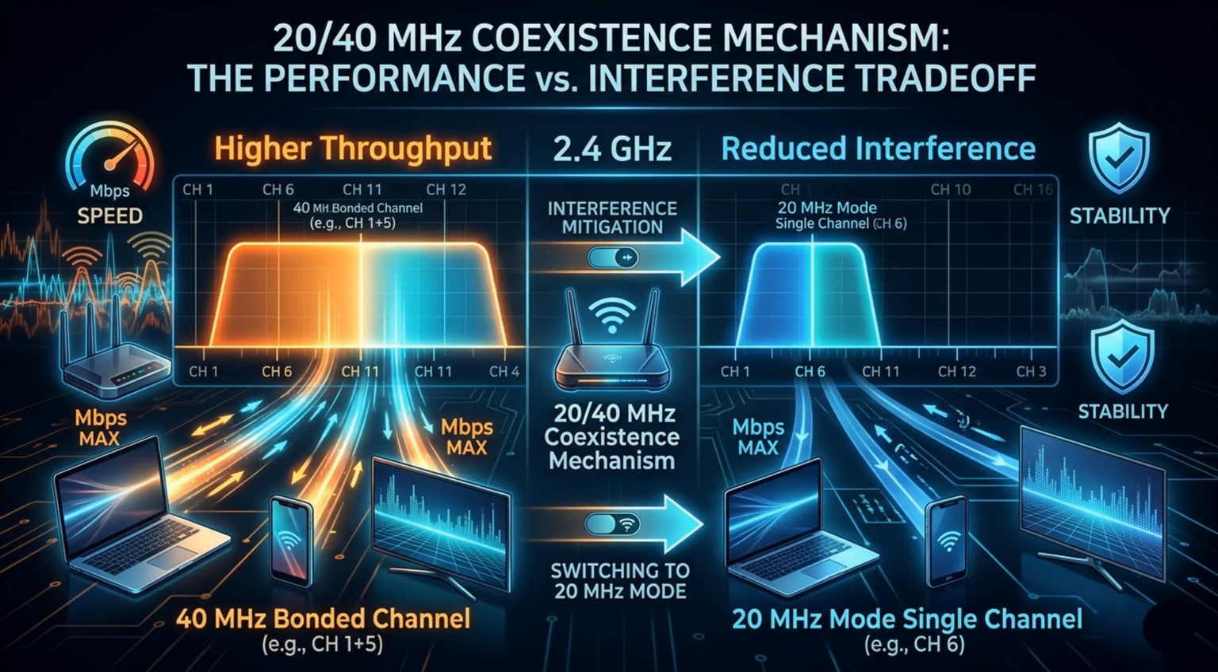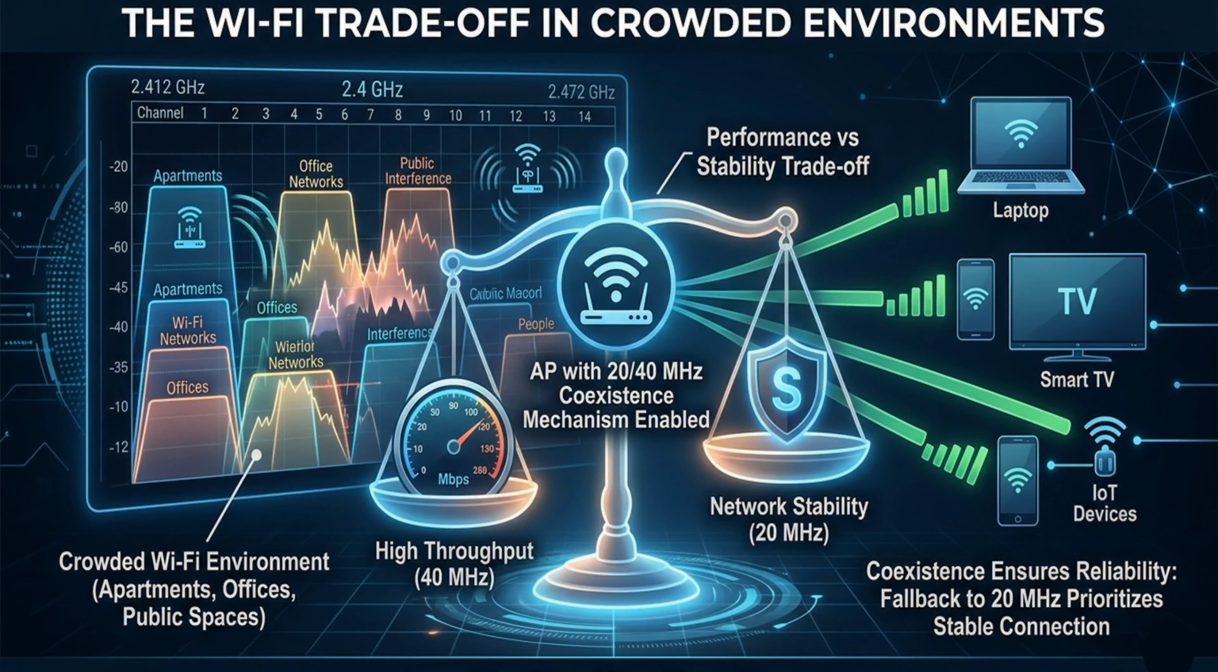The 20/40 coexistence mechanism helps mitigate interference issues. Switching to 20 MHz channels reduces the maximum data throughput compared to using 40 MHz channels. However, the trade-off is necessary to maintain overall network stability and performance in crowded Wi-Fi environments.